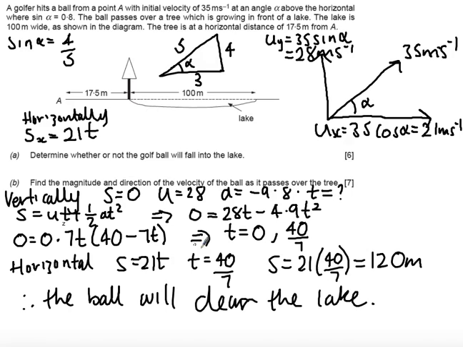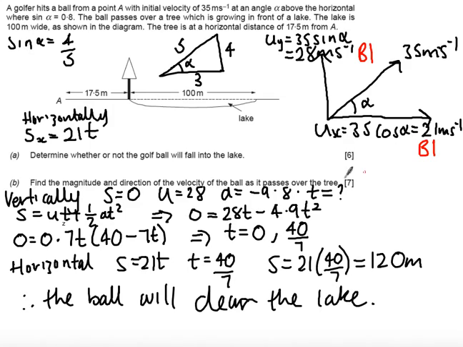Okay, so let's have a look, see how marks are awarded in this question. First of all, there's a standalone mark if you calculated that the vertical component of the velocity is 28, and there's a standalone B1 mark if you calculated the horizontal velocity is 21.